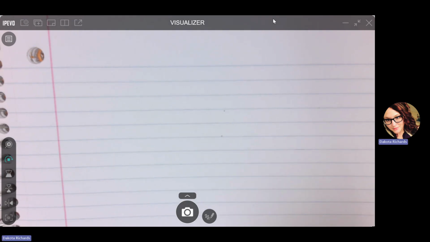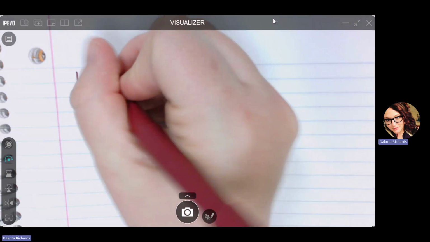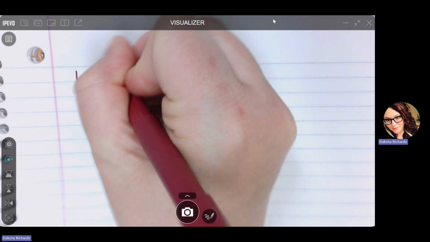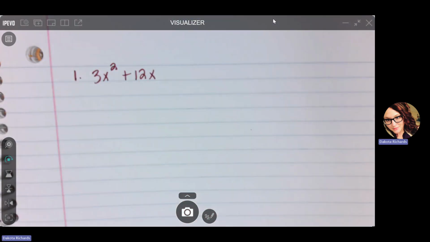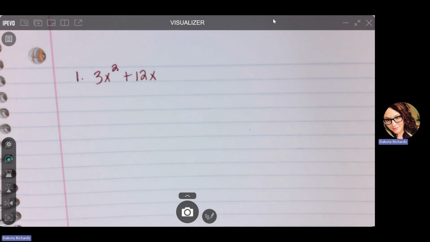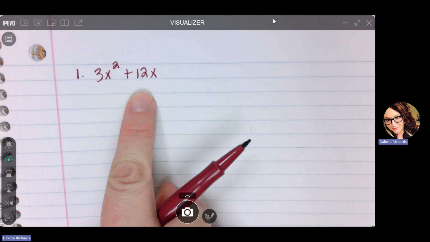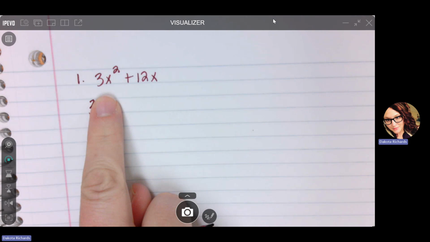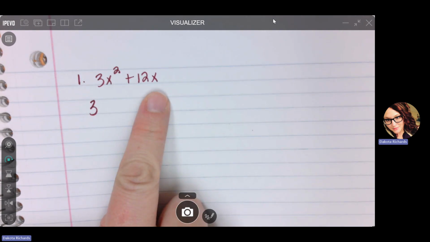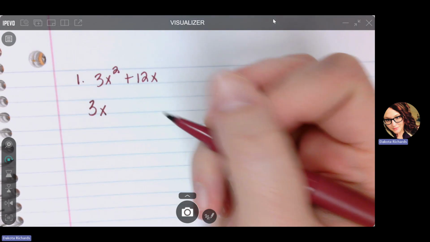Okay, number 1 says you are to factor. We've got 3x squared plus 12x. So between 3x squared and 12x, what do they have in common? Well, we can divide a 3 from both of these, so we can take out a 3. This has an x squared, this has an x. They both have at least an x. So we can factor out a 3x.